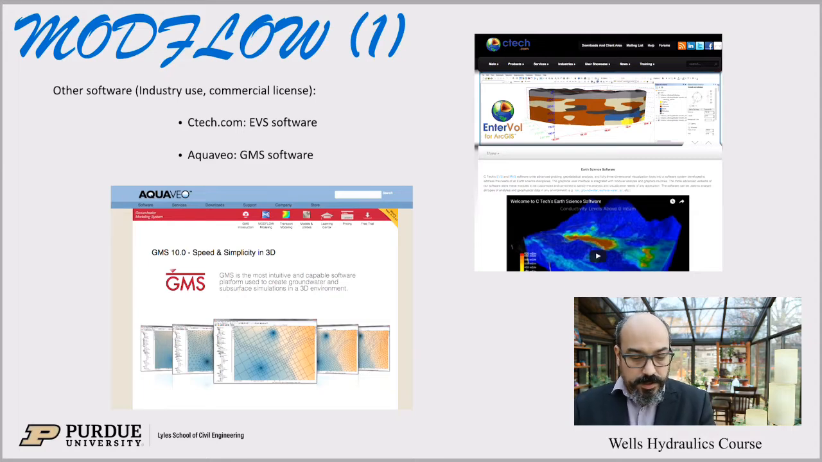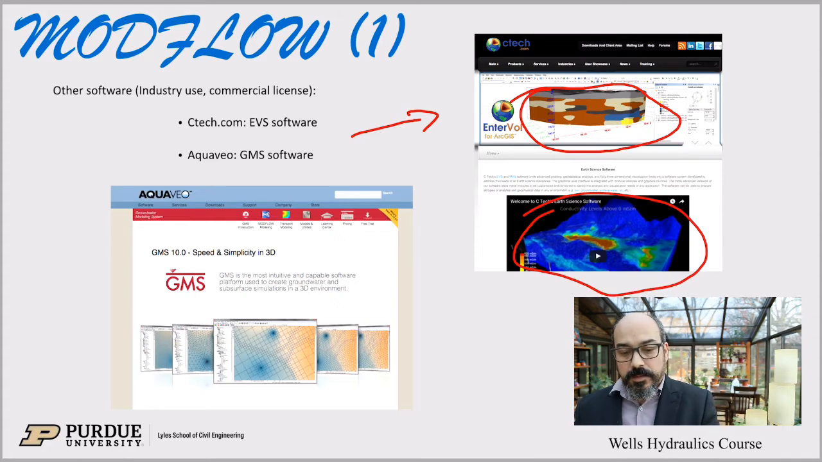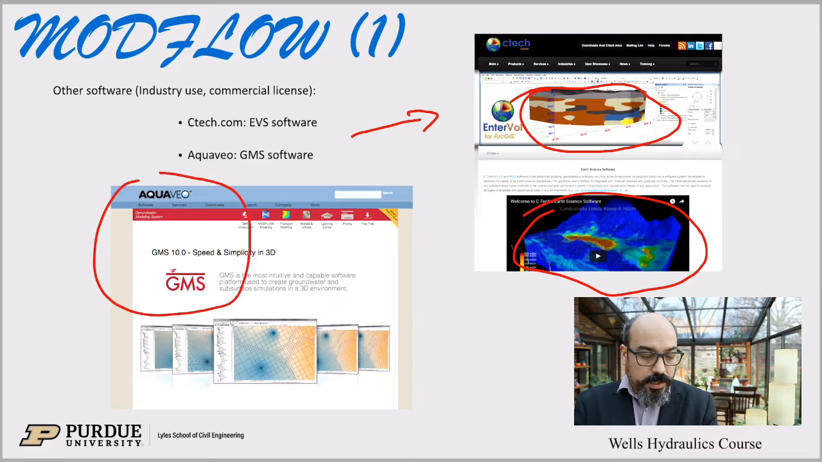So again, another couple of examples. This one, EVS software. I'm not going to talk more about it, but you can see how neat those post-processing codes are, because you can really visualize things, and it's kind of nice. And the one we'll use here is GMS, groundwater modeling software.